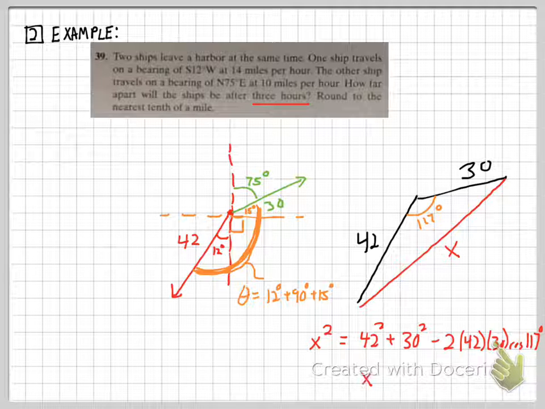Work it all out, button pushing on your calculator, and you end up with 61.7. My units in this problem were miles, and since it's a word problem, I want to represent what that number stands for, so those two boats are 61.7 miles apart.